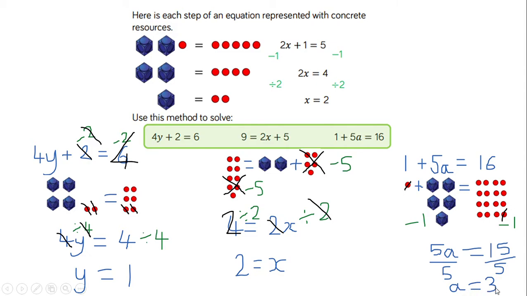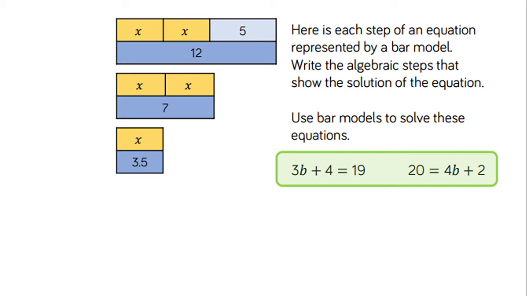So a equals 3. Okay, I apologise if I went through that a little bit fast, and I apologise about my animations. You might want to rewind that and go through that again. Okay, let's move on anyway. So here is a step. Sorry, I've got something in the way.